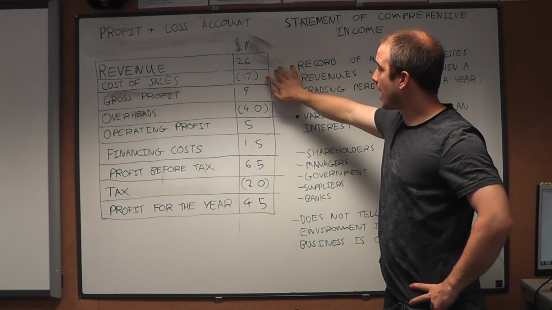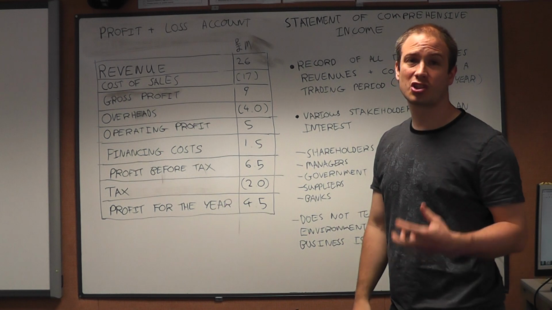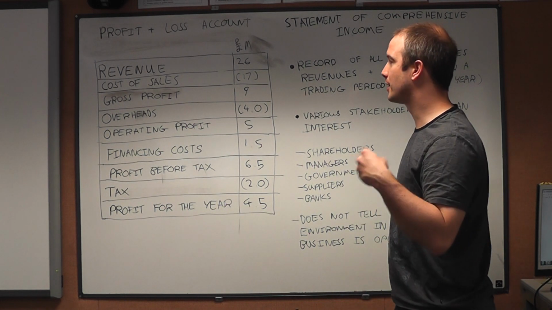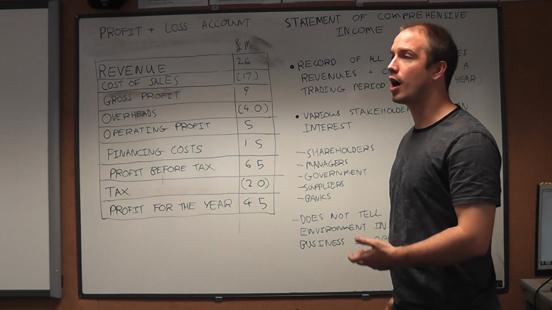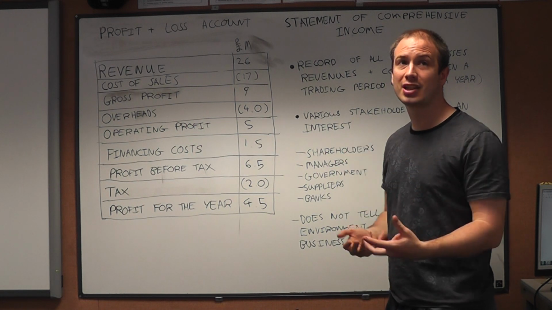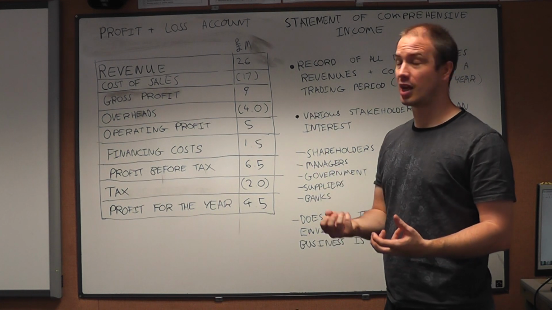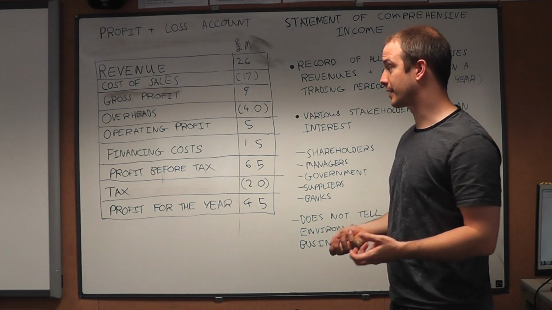Now, after that, we have the cost of sales. So the cost of sales is all the costs that are associated with selling those goods. So these are mainly things like variable costs. They include packaging, materials, so all the costs that are associated with that.